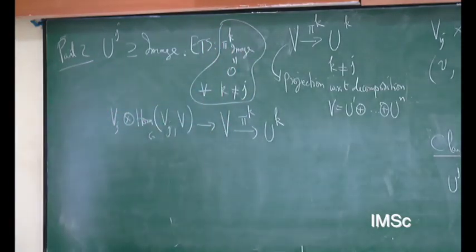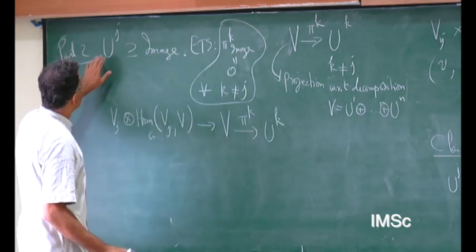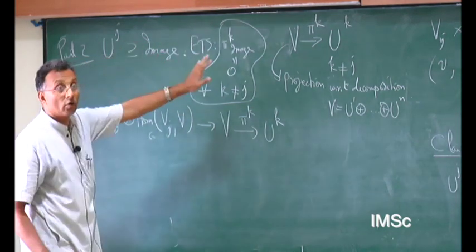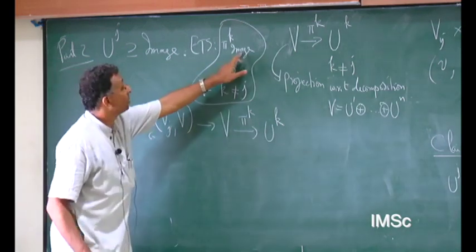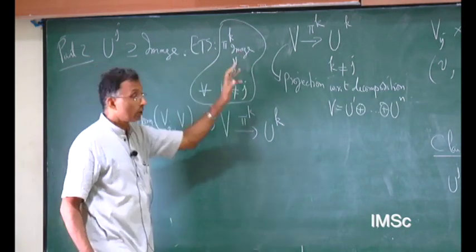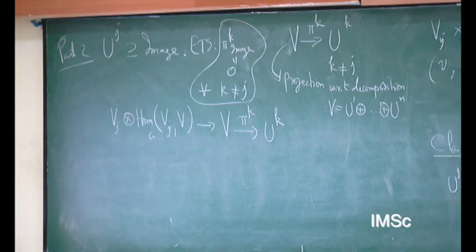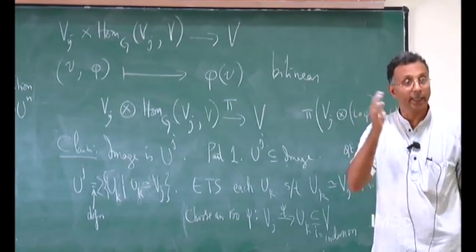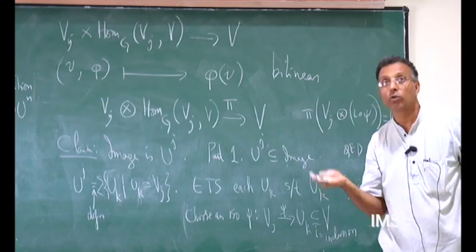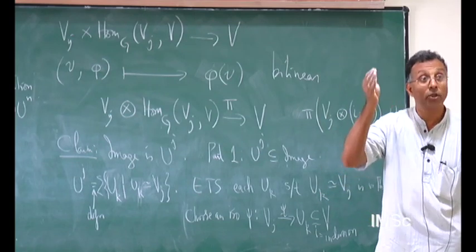But you have defined pi k like this, so obviously pi k is equal to 0 if k is not equal to 0, for on Uj it is 0. I have to show that on the image. I want to show it's contained in Uj, so I want to show that pi k on the image is 0.